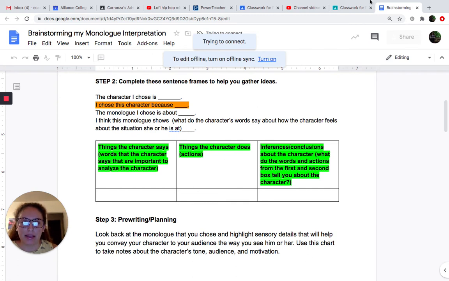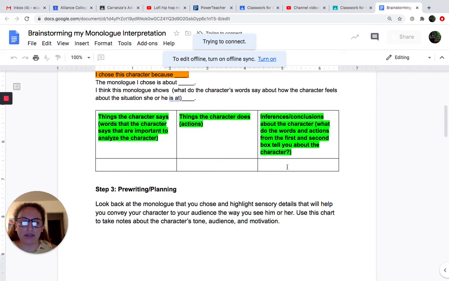And then for things the character does, if there are any actions in the monologue, then you will write what those actions are, like if Antigone is walking or if a character is crying, etc. And then the inferences, conclusions. This is the really important part because it's your interpretation about what the words and actions, what you have in these two boxes, tell you about the character, her intentions, her beliefs, etc.